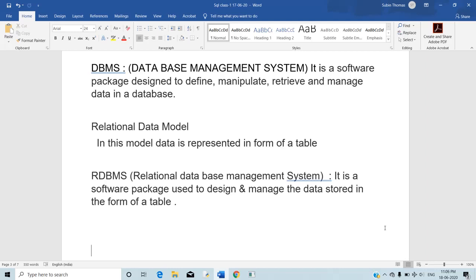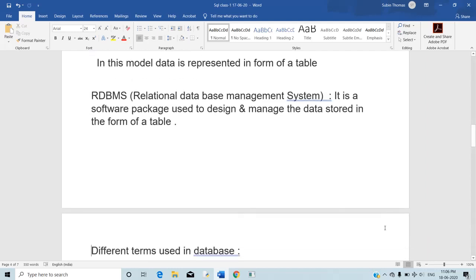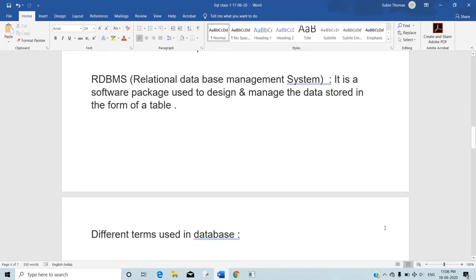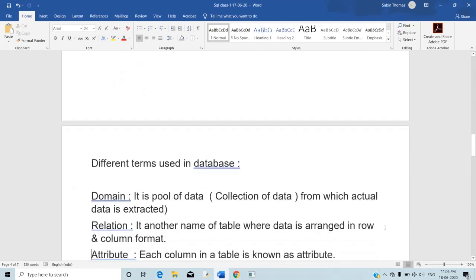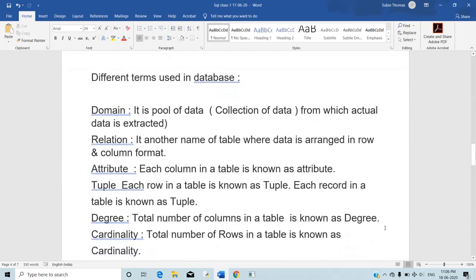Data which is stored in the form of a table can be processed or managed by using an RDBMS. Now we are going to study MySQL. MySQL is an RDBMS. It is a relational database management system. Now we can see different terms that are used in database. There are a lot of different terms we are using inside the database.